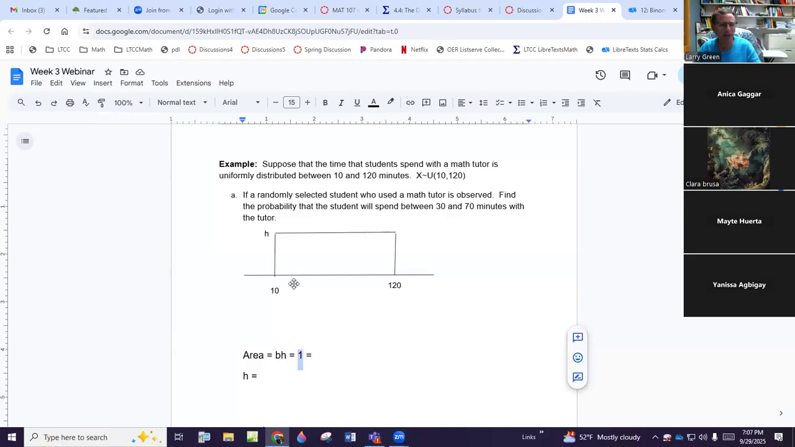So now, what is the base of this rectangle? What is the base of this rectangle that we have up here? How do I measure it? The hint is I gave you the numbers. What's the base of the rectangle? Not a trick question. This is not supposed to be hard.